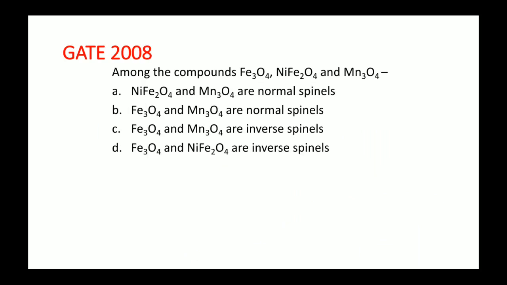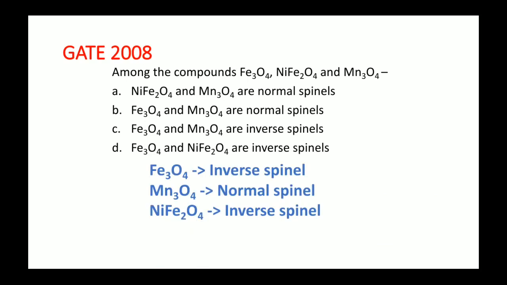So now I will come to the GATE 2008 question. Here three complexes are given, and we have to determine the normal and inverse spinel, and we already did this. So we can say that Fe3O4 is an inverse spinel, Mn3O4 is a normal spinel, and NiFe2O4 is an inverse spinel, and hence option D is the correct answer.